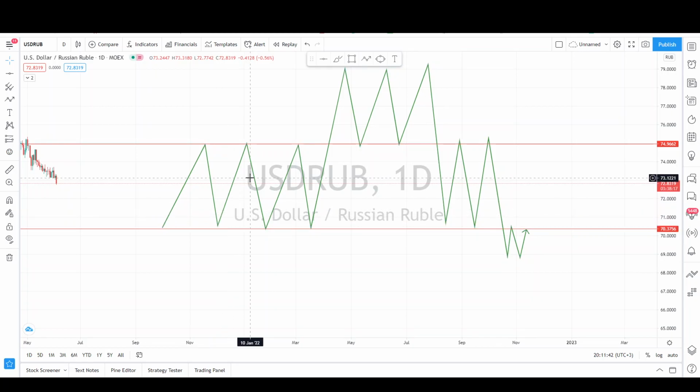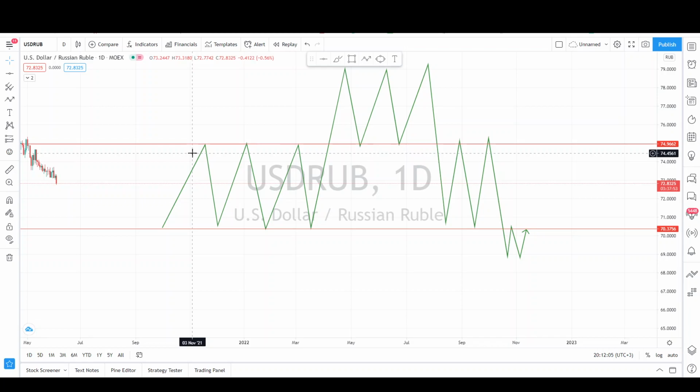And how does this help us in our trade? This helps us in that when price is around the support zone, we will be looking for buys, right? And when the market is in the resistance zone, we will be looking for sells, right? We'll be looking for sells around the resistance zones.